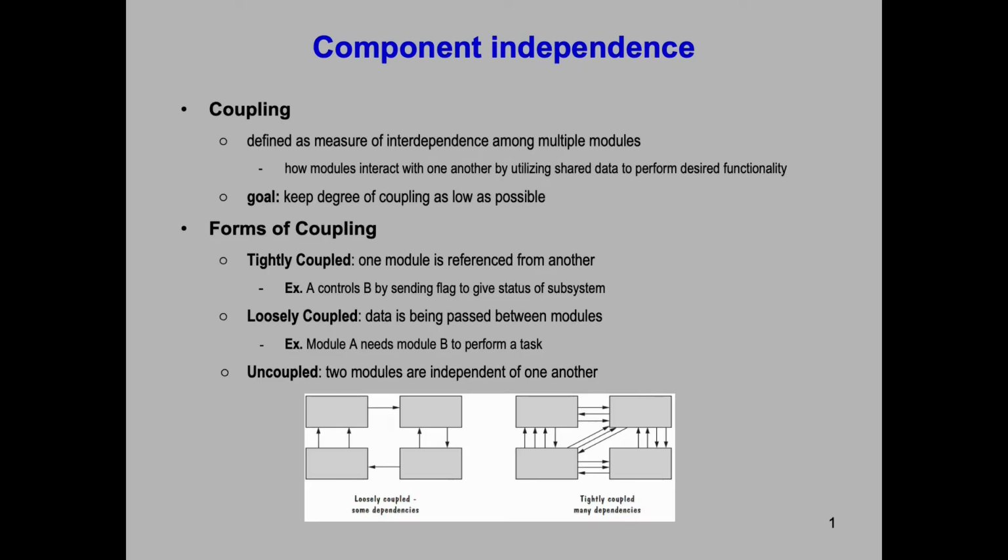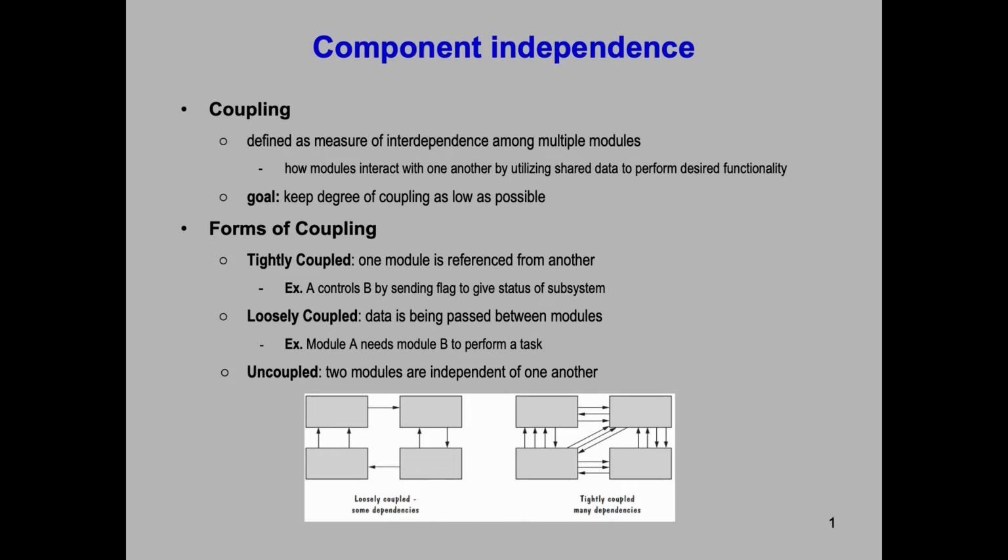All right, now we're going to talk about component dependence. First, we're going to talk about coupling. This is defined as a measure of interdependence among multiple modules. This is how modules interact with one another by using shared data to perform a desired functionality. The goal of coupling is to keep the degree of coupling as low as possible.